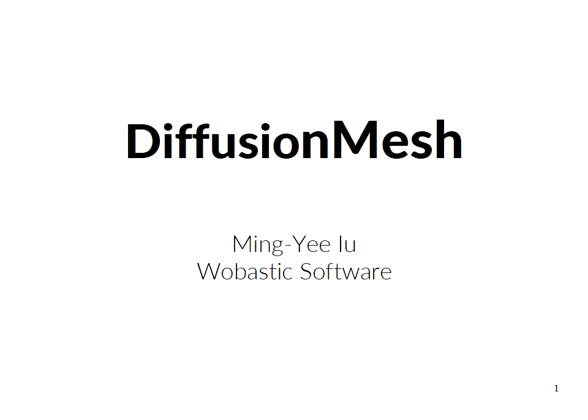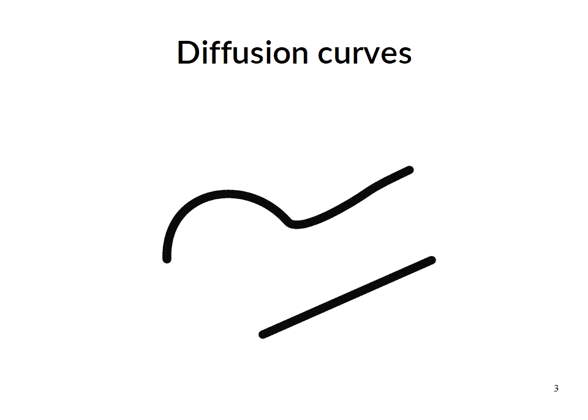Today I'm going to talk to you about a system I made called DiffusionMesh, which is a vector graphic system that specializes in advanced gradients. Over the past 10 years, there's been a lot of research on an approach to gradients known as diffusion curves.